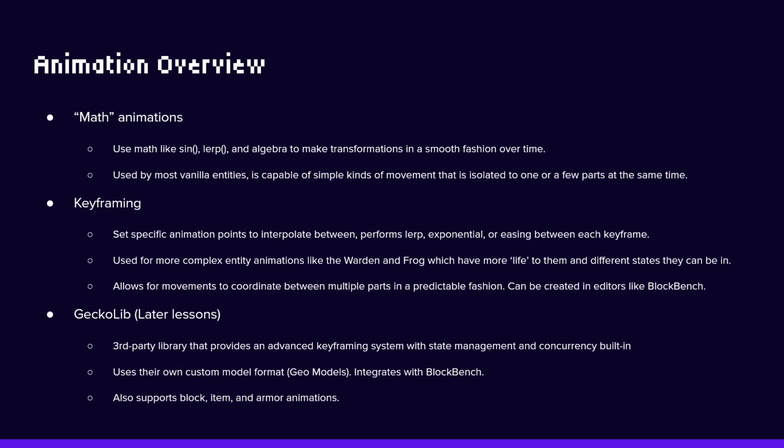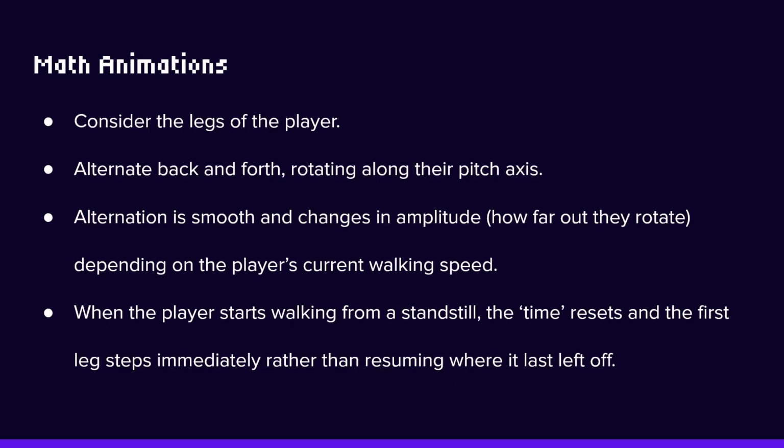And then also GeckoLib, which I'm not going to be talking about very much today, but is actually very prevalent. A lot of modders use GeckoLib. It's a third-party library that provides complex animation logic, state management, and rendering systems. So it has its own model format called geomodels that are JSON based rather than just code based like Minecraft vanilla ones, which is nice. And it integrates with Blockbench as well, so you can download a plugin for it. And it also supports blocks, items, and armor, which is a huge plus, and it uses the same format. It can also animate those, so it's really cool. Do recommend.